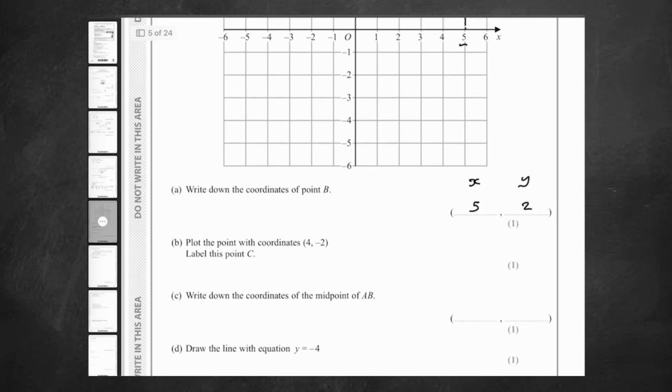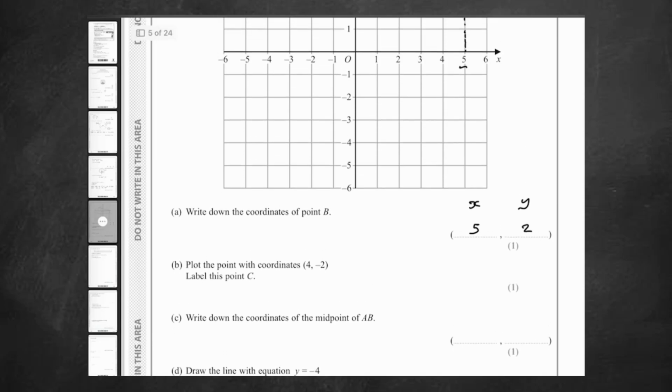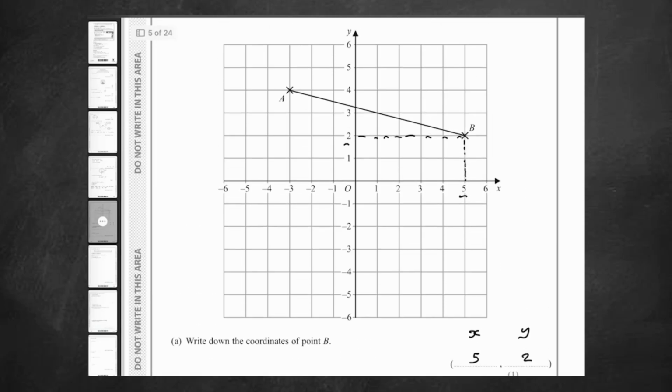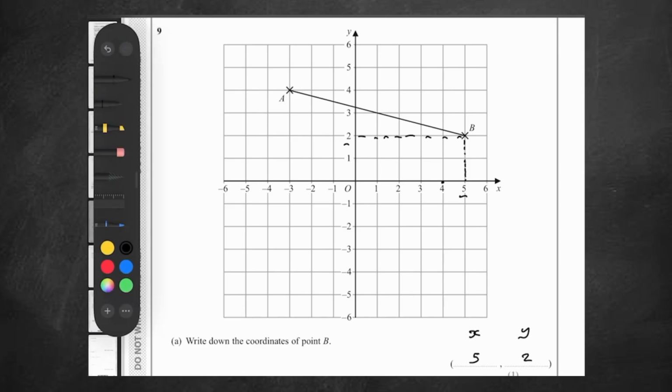Point B. Plot the point with coordinates 4, -2. Label this point C. So similarly, we'll go to 4, go to -2, and we will label this here point C.